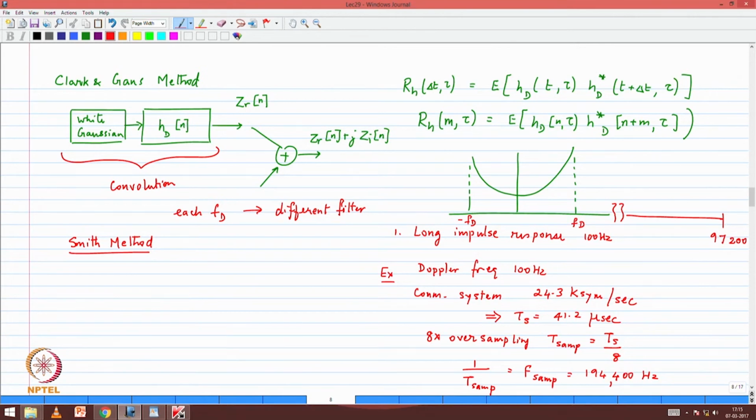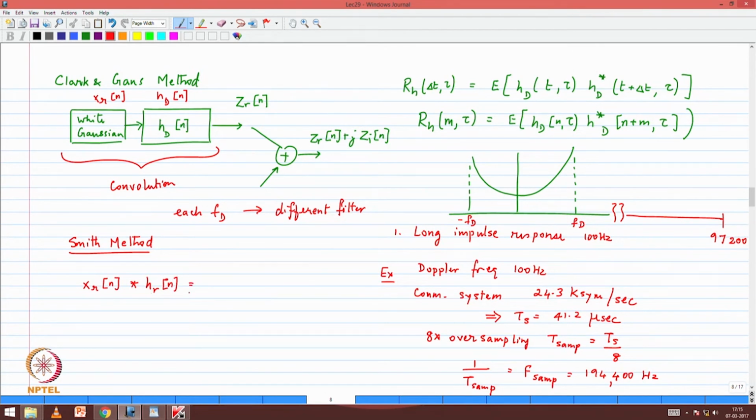Can we do it more efficiently? So basically the Smith method came along and said, here is what we are trying to do. If we call this XR of n and this HD of n, what we are trying to do is XR of n convolved with HR of n. That's what we are interested in.